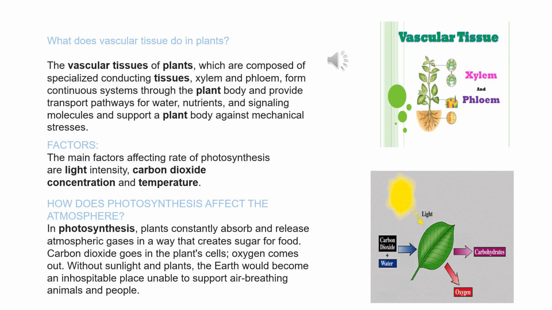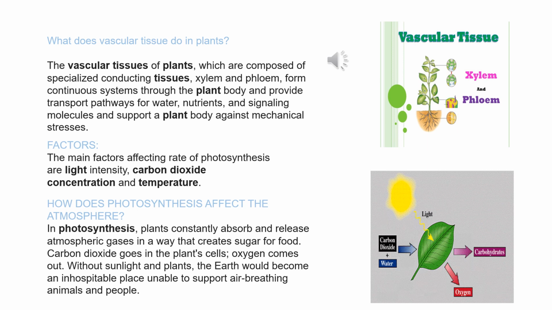What does vascular tissue do in plants? The vascular tissues of plants, which are composed of specialized conducting tissues, xylem and phloem, form continuous systems through the plant body and provide transport pathways for water, nutrients and signaling molecules and support the plant body against mechanical stresses. That means through xylem, water and minerals generally are transported in the plant, and phloem transports food in the plant.